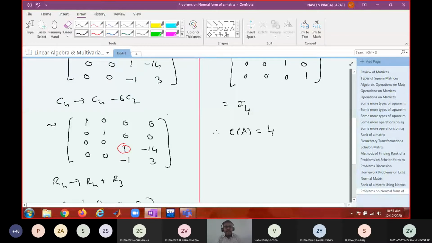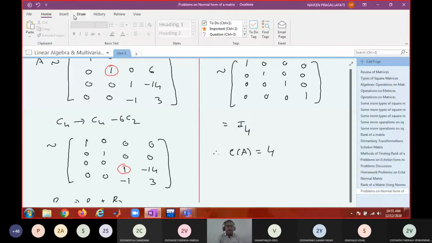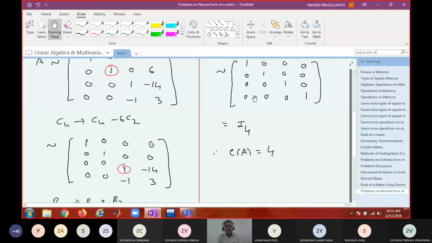So from this, what is your understanding? Whatever method we adopt in normal form, whatever operations we use, finally all of you arrive at the same form. All of us are getting the same form I4. That means the normal form of a given matrix is unique. We don't get different normal forms, but we may get different echelon forms. Still the rank is the same. But we all will get the same normal form, and the rank also will be the same.